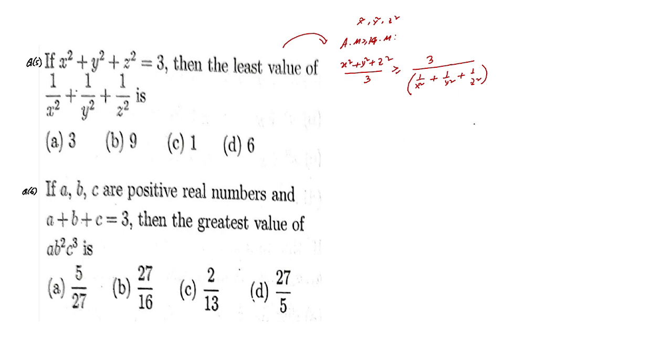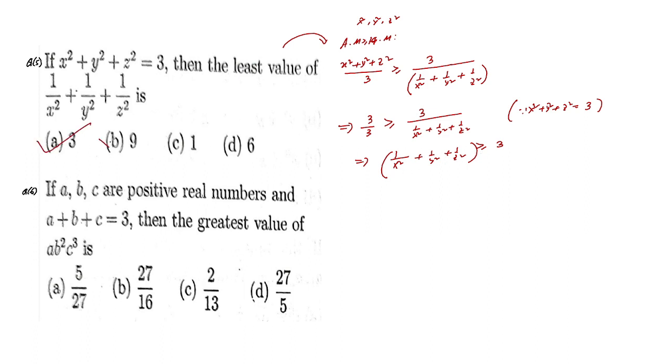So what is the value of x square plus y square plus z square? Here you see that this value is 3. So just put the value of 3 here. So 3 by 3 is greater than or equal to 3 by (1 by x square plus 1 by y square plus 1 by z square). So that means 1 by x square plus 1 by y square plus 1 by z square is greater than or equal to 3. So obviously this is the least value. The expression is always greater than or equal to 3. The least value is 3. So the option is correct. All other options are false.